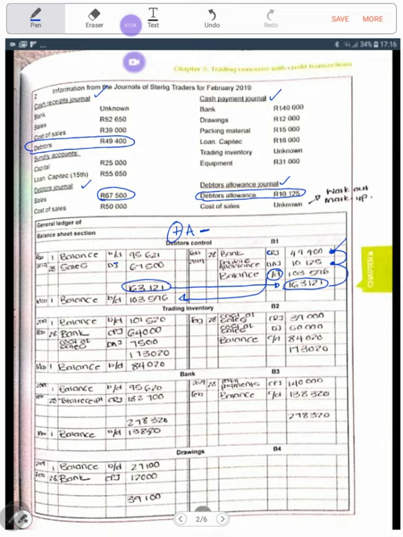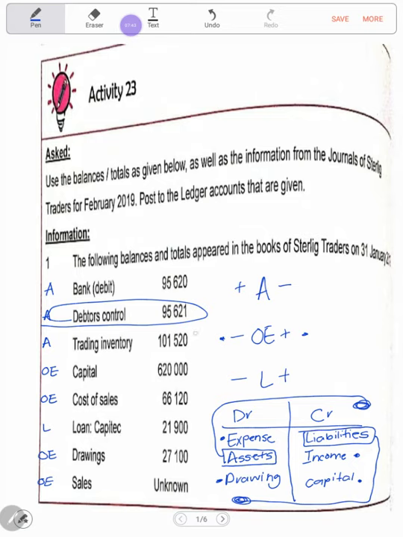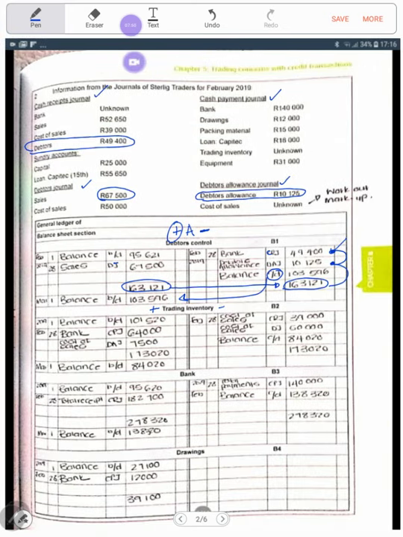Every time I purchase stock, it will increase on the debit side. Every time I sell stock, it will decrease on your credit side. Did we have a balance brought down for trading inventory? Yes, we did. It was worth 101,520. I write on the 1st of Feb, balance brought down, I had trading inventory worth 101,520 Rand. Now I'm going to look at my journals, the 4 journals that they have given me.